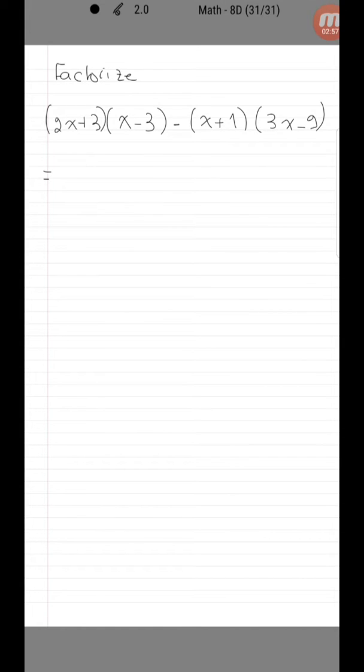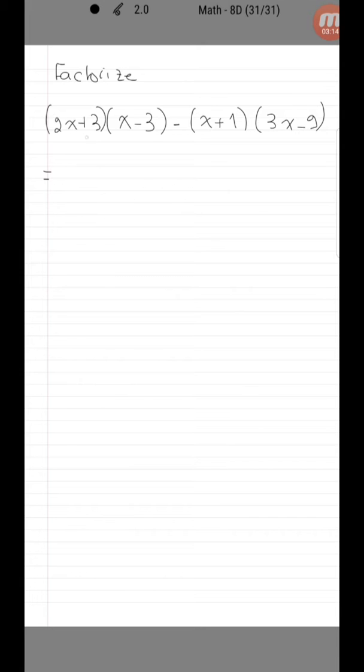Now let's take another example. Factorize (2x + 3)(x − 2) + (x + 3)(x − 3) − (x + 1)(3x − 9). I need to find a common factor. I don't have any common factor, so I try to find a common factor in each parenthesis.